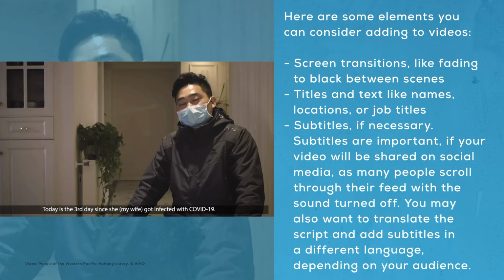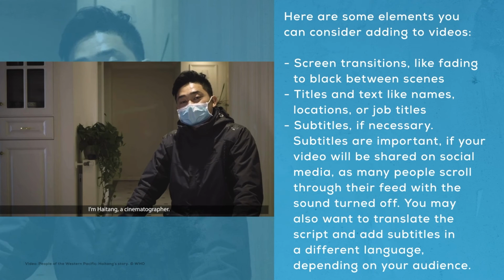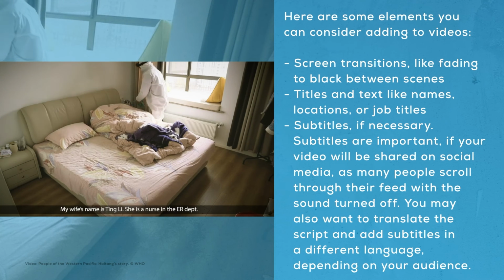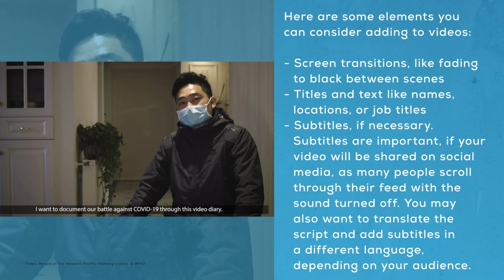Here are some elements you can consider adding to videos. Screen transitions like fading to black between scenes. Titles and text like names, locations, or job titles. Subtitles if necessary. Subtitles are important if your video will be shared on social media, as many people scroll through their feed with the sound turned off. You may also want to translate the script and add subtitles into a different language depending on your audience.